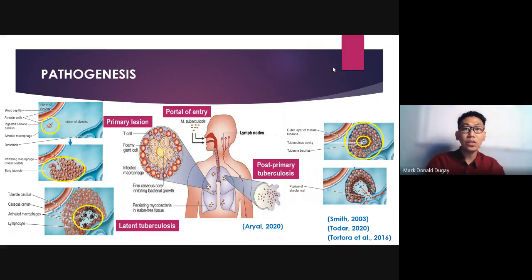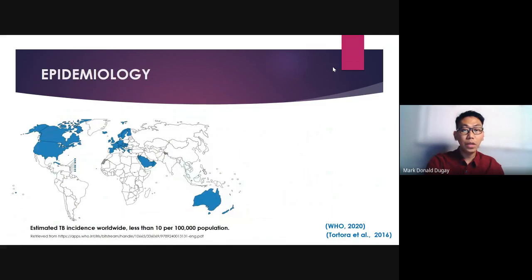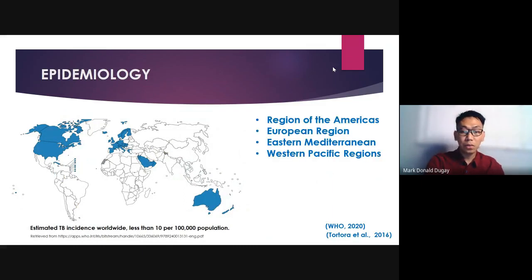Tuberculosis is the leading cause of death from a single infectious disease agent. As shown in the figure, those in the blue region, the Americas, European region, Eastern Mediterranean, and Western Pacific regions, had an estimated TB incidence rate of less than 10 per 100,000 in 2019. Therefore, these regions are well placed to target TB elimination.